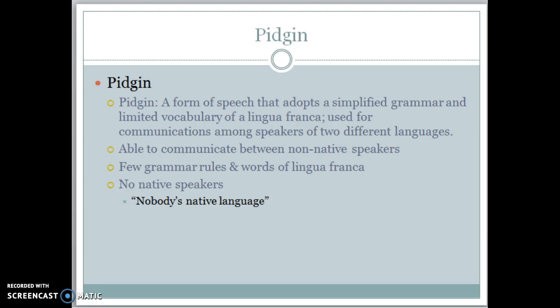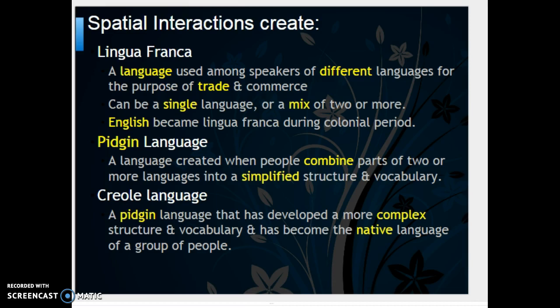Okay, in our language category, you should also be familiar with one of our vocabulary words, which is a pidgin language, which is a form of speech that adopts the simplified grammar and limited vocabulary of a lingua franca, and it's used for communications among speakers of two different languages. I think I might show this slide too, because it helps you understand the differences between the lingua franca, pidgin, and the Creole language.